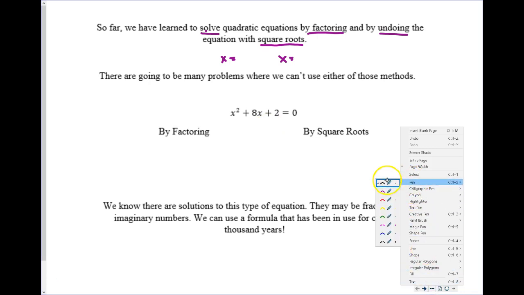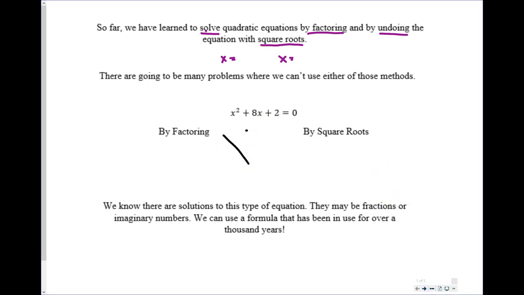If I try and solve this by factoring, I would make the x, I'd put a 2 here and an 8 here. Now the only factors of 2 are 1 and 2, right? But there's no way I can get an 8 out of 1 and 2. So this doesn't work. Factoring doesn't work for this problem.